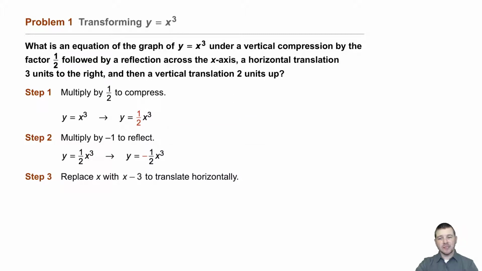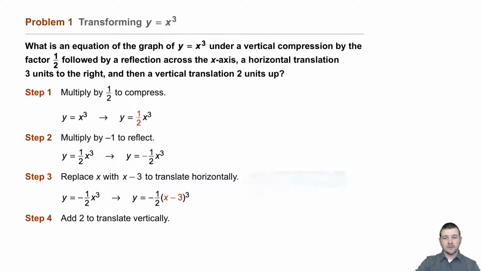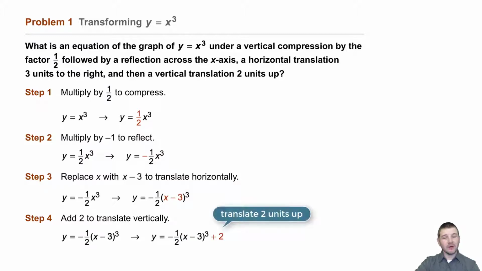Step 3, we'll replace the input x with (x − 3) to translate horizontally. So our function y = −1/2 x³ now becomes y = −1/2 (x − 3)³. And finally, step 4. We'll add 2 to translate vertically. So our function, y = −1/2 (x − 3)³, becomes y = −1/2 (x − 3)³ + 2.